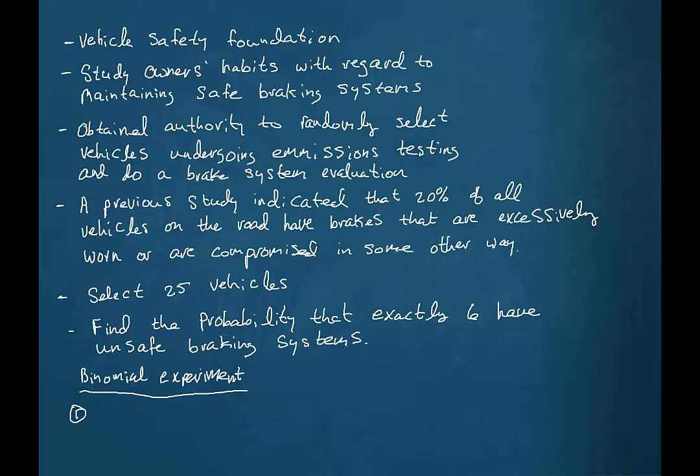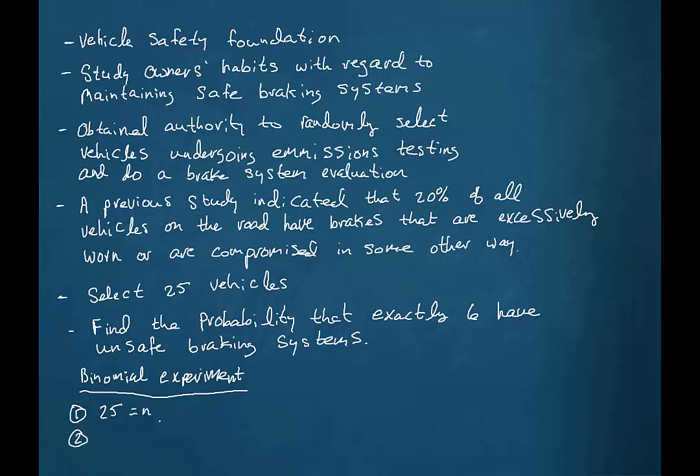The first criteria is that there are n independent trials. In other words, the outcome of one trial would have no effect on the outcome of the next trial. And what we're going to do is randomly select vehicles as they come in for emissions testing. We would have no reason to believe that any one vehicle would be more or less likely to have unsafe brakes than any other that's coming into this emissions testing station. So we do have n independent trials, and as a matter of fact, we have 25 independent trials.